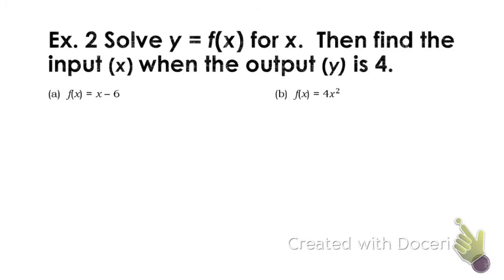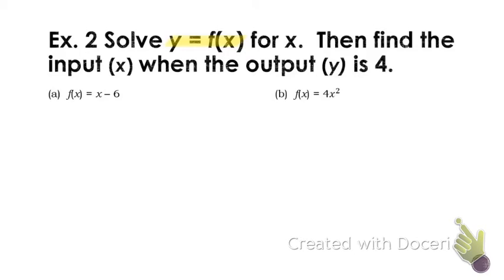Now, in this problem, they're also asking us to do something that should look familiar. They're asking us to solve y equals f of x for x. So right off the bat, they're telling us something that we already know. We already know that y and f of x are equal to each other. They're interchangeable. What they're asking us to do then is to solve for x.